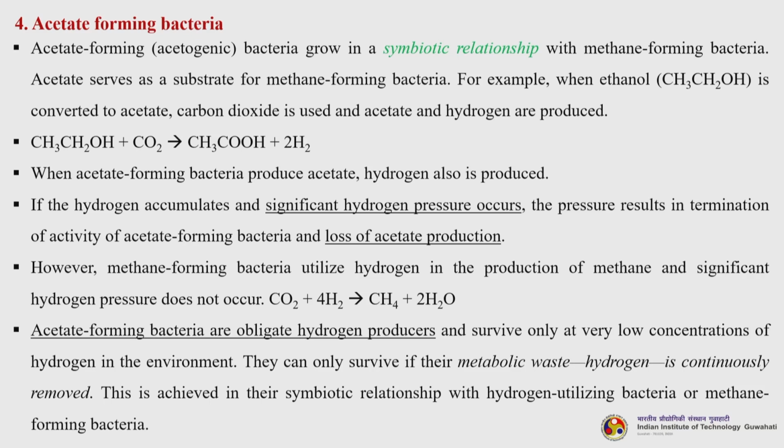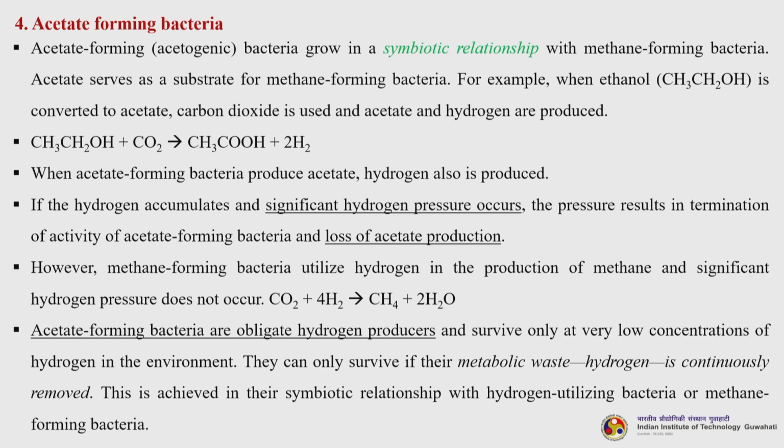When acetate forming bacteria produce acetate, hydrogen is also produced. If the hydrogen accumulates and significant hydrogen pressure occurs, the pressure results in the termination of activity of acetate forming bacteria and loss of acetate production. So, this has to be controlled in the fermenters. However, methane forming bacteria utilize hydrogen in the production of methane and significant hydrogen pressure does not occur. So, carbon dioxide plus 4 hydrogen will give us methane plus 2 water.